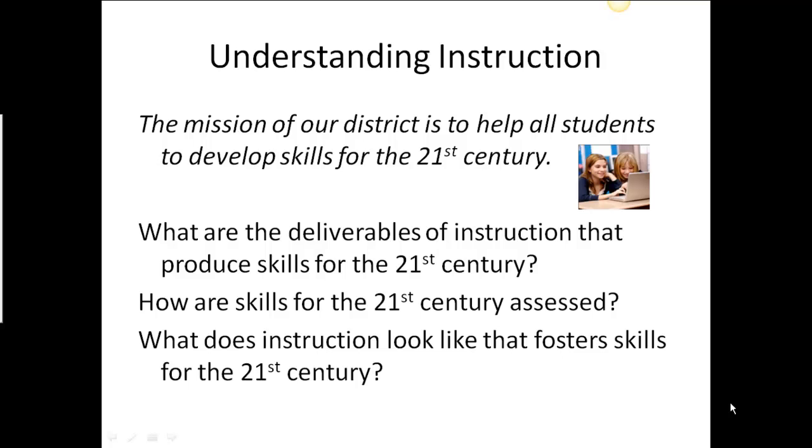I hope this has helped you to understand a little bit how to frame up your thinking as an educational leader as you move into flipping your school.